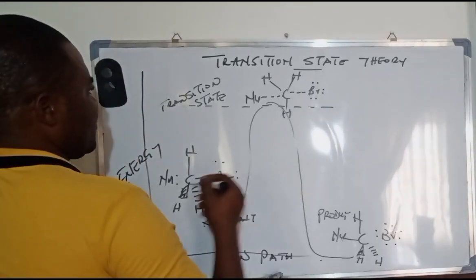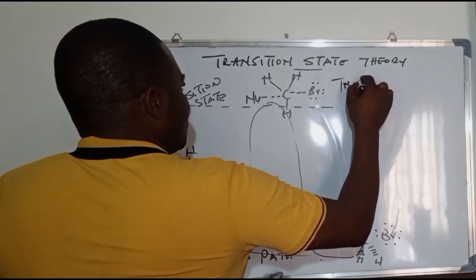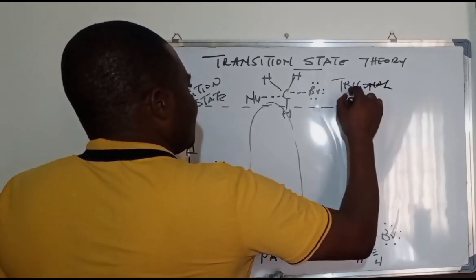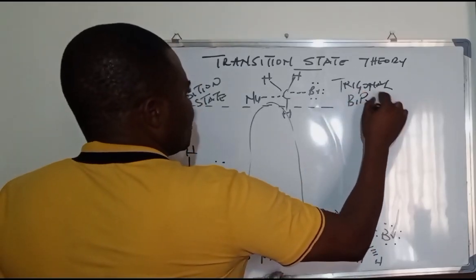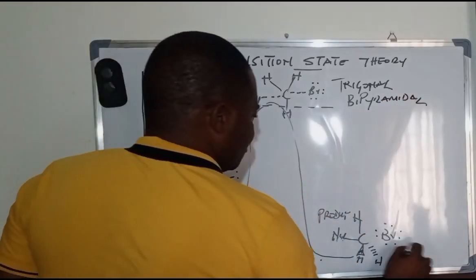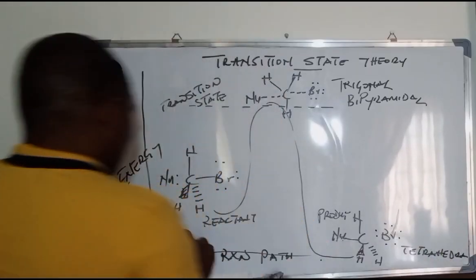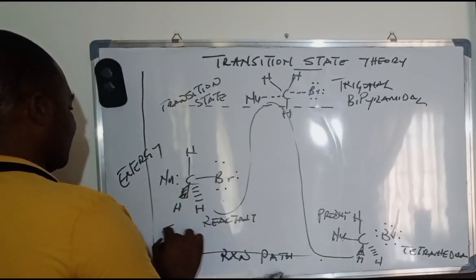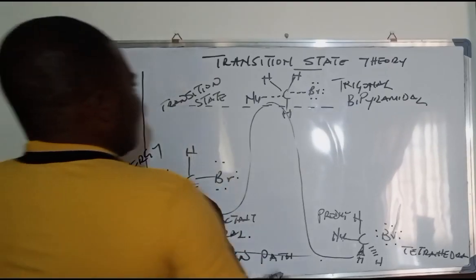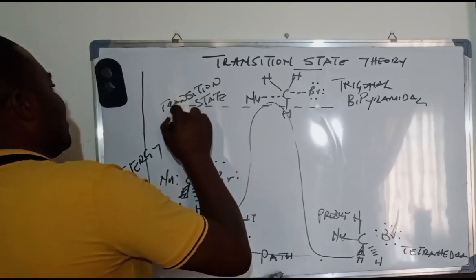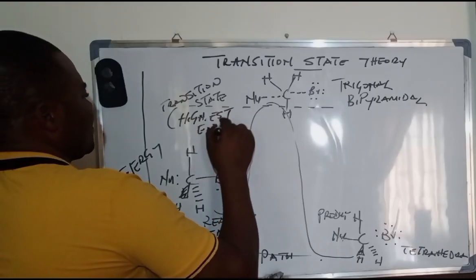Now usually this structure is trigonal bipyramidal, and this usually is tetrahedral, and this is also tetrahedral. Now usually at this transition state is where you have the highest energy.